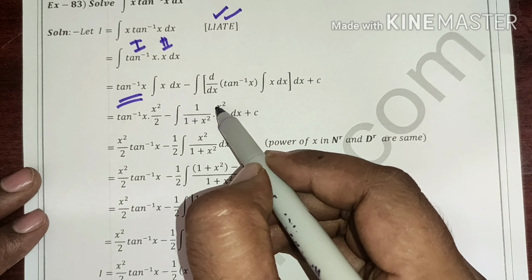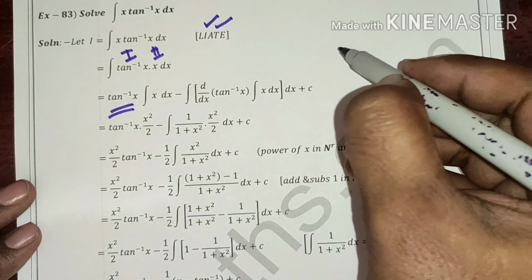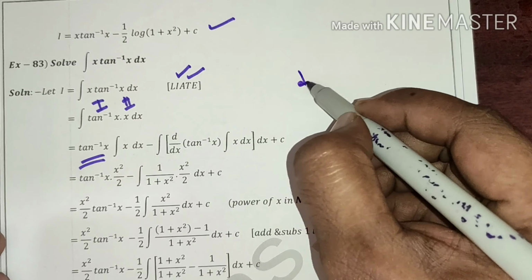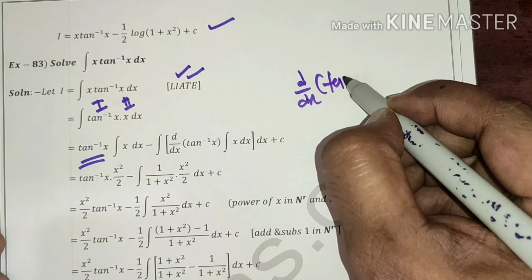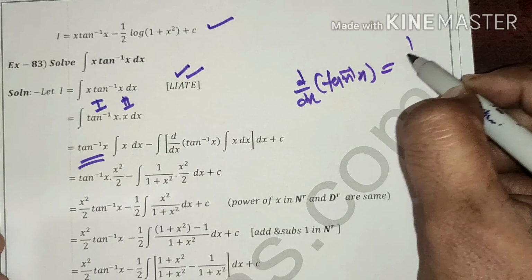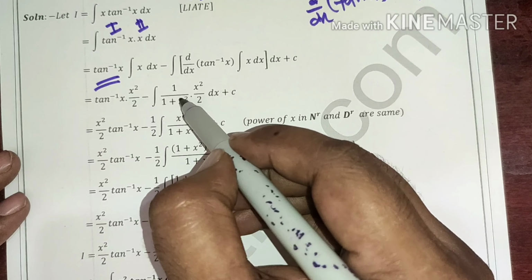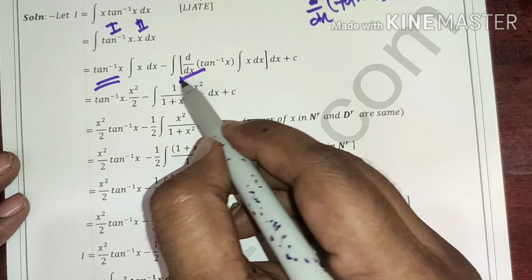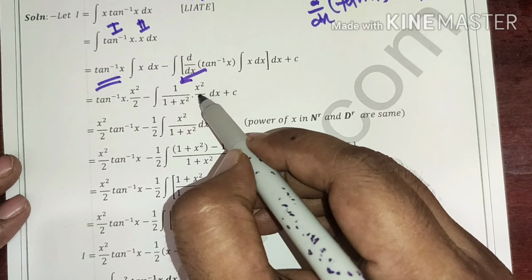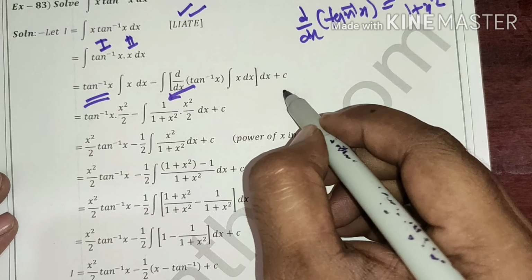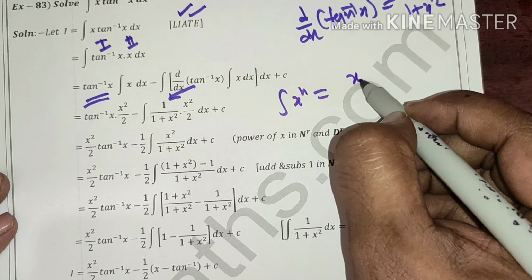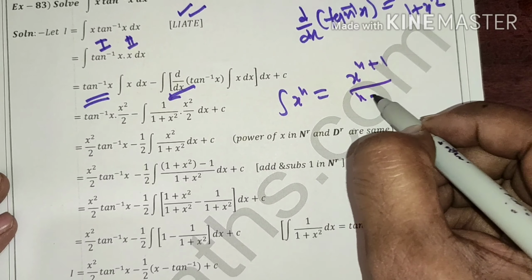Already we know that the derivative of tan inverse x is 1 upon 1 plus x square. So we again write here the derivative of tan inverse x, which is 1 upon 1 plus x square, and the integration of x is x square by 2. By this formula, integration of x^n is x^(n+1) divided by n plus 1.